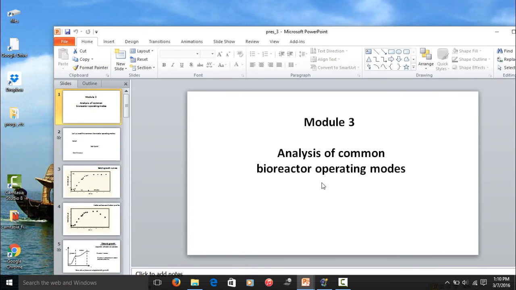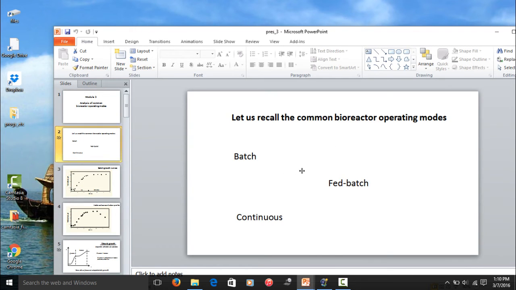And then in module 3, we looked at the analysis of common bioreactor operating modes, the batch mode, the continuous mode, and the fed batch mode. These two we looked at in great detail. Fed batch, I just introduced you because it is complex. I just introduced you a way of approaching that.